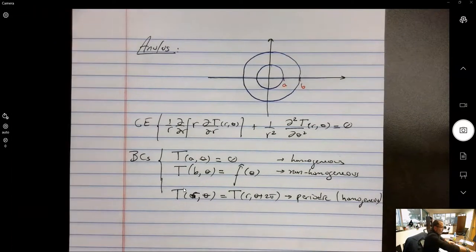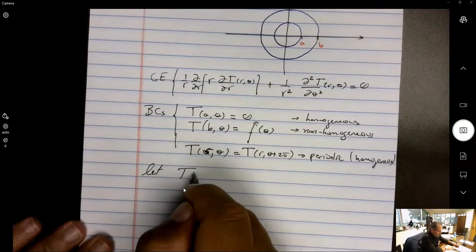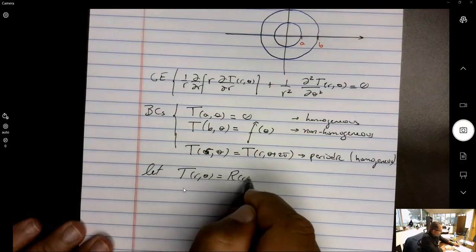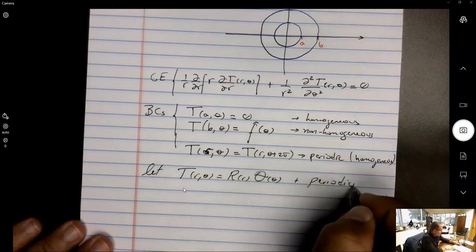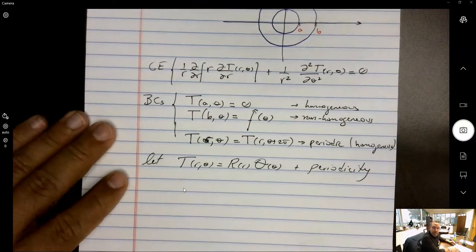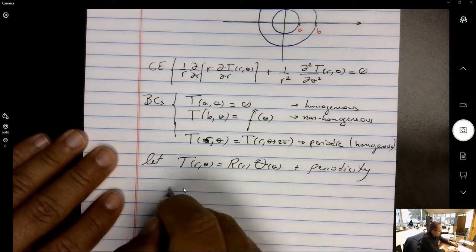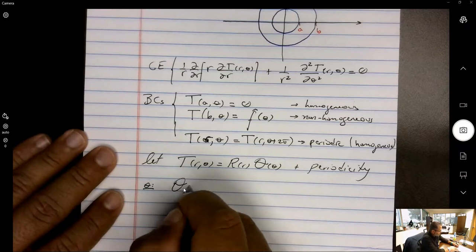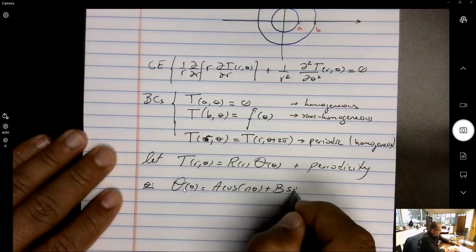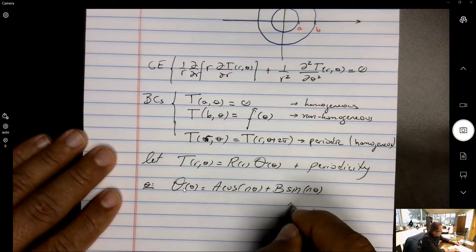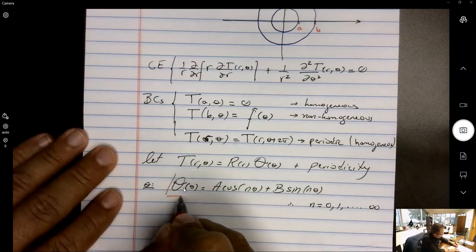Again, we'll go through the same process. Let T of r and theta be equal to R of r times Theta of theta, plus periodicity. Again, you can go through the process of separating this, finding the ODEs, but the problem in theta is going to result in A cosine of n theta and B sine of n theta, such that n is equal to 0, 1, all the way to infinity. Those are the eigenvalues, and these are the eigenfunctions.